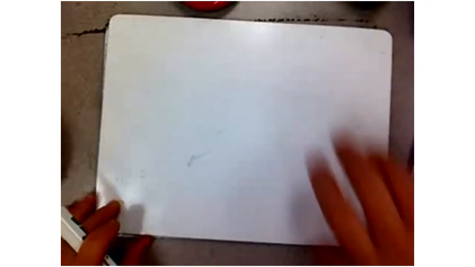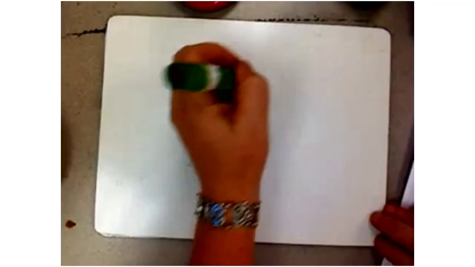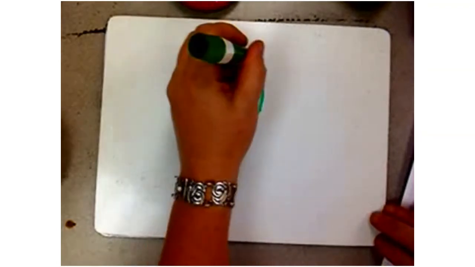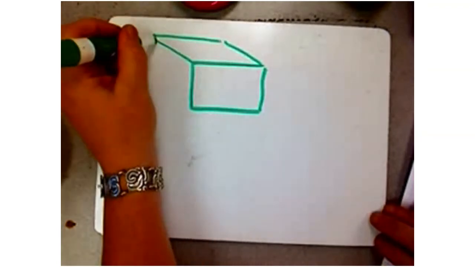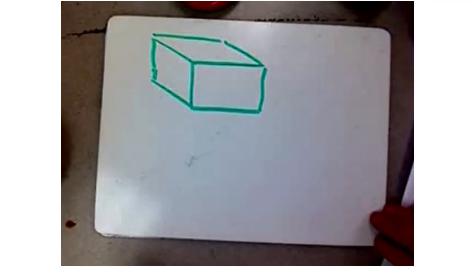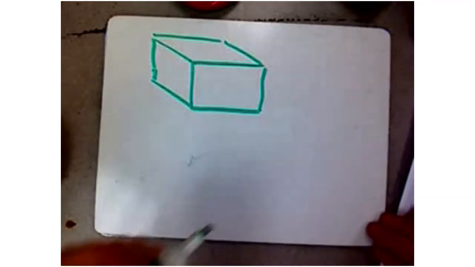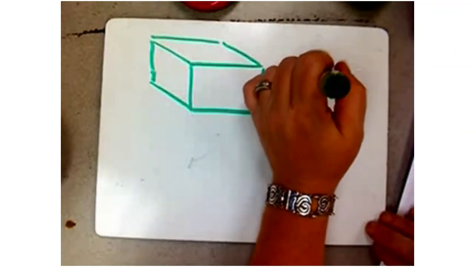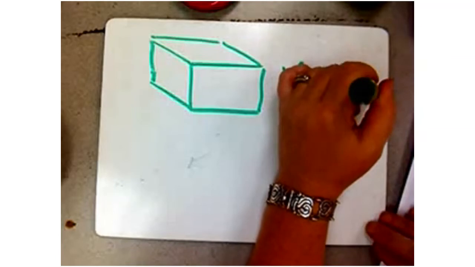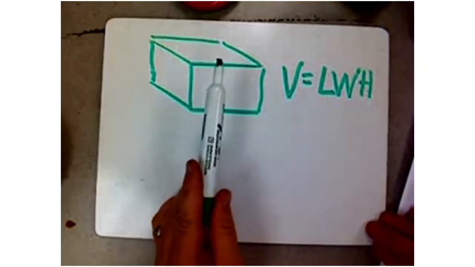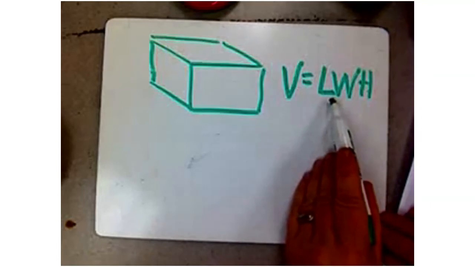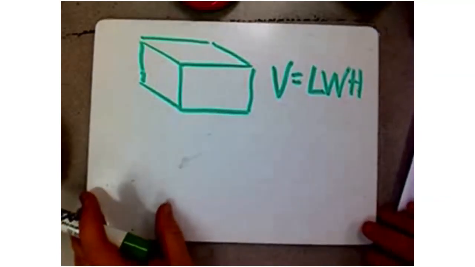Page 182, and there is a picture of a rectangular prism. A rectangular prism has rectangular bases and then sides, and we are going to find the volume, and they give you the formula that the volume of a rectangular prism is V equals LWH. What that means is length times width times height. It's the area of the base times the height. So the area of the base is a rectangle, length times width, and we multiply it by our height.